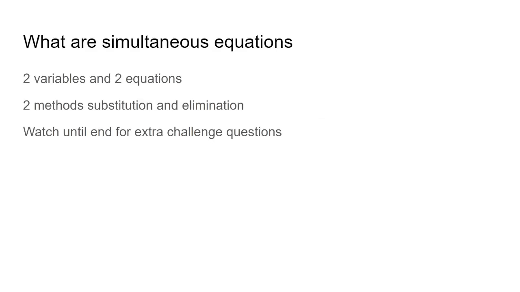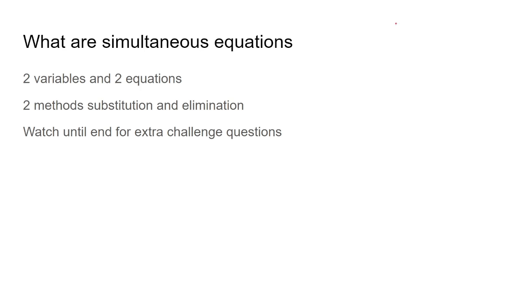Today we're going to be learning how to solve simultaneous equations. Now what are simultaneous equations? Simultaneous equations are when you get two equations that are both true, and then you have to solve for two variables. You can't solve for two variables just with one equation. You have to combine them to find out what the two variables are.